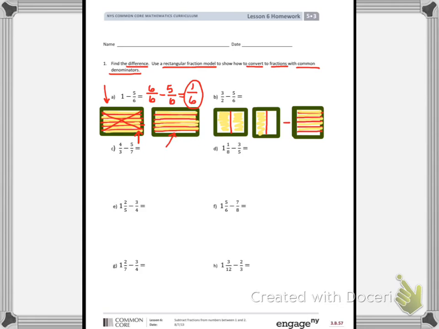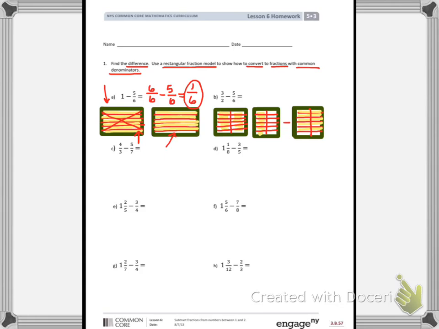So we now need a common denominator, so we're going to take our 6 pieces over here and transport them over here. So there's 1, 2, 3, 4, 5, and 6. 1, 2, 3, 4, 5, and 6. And then we're going to take this side and cut them in half. So we now have everything out of 12.